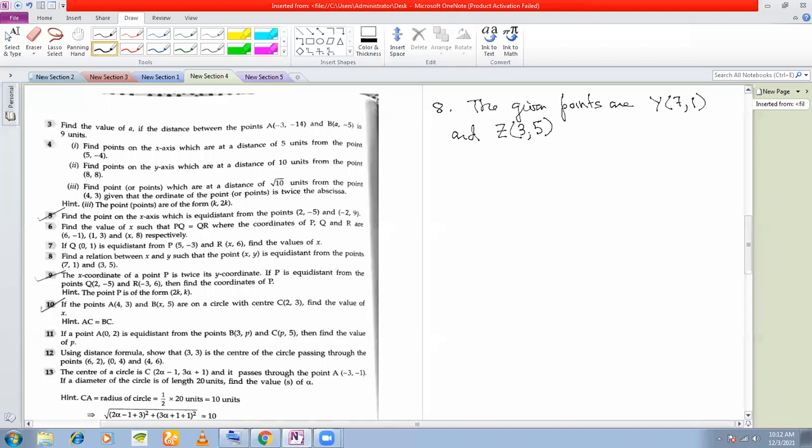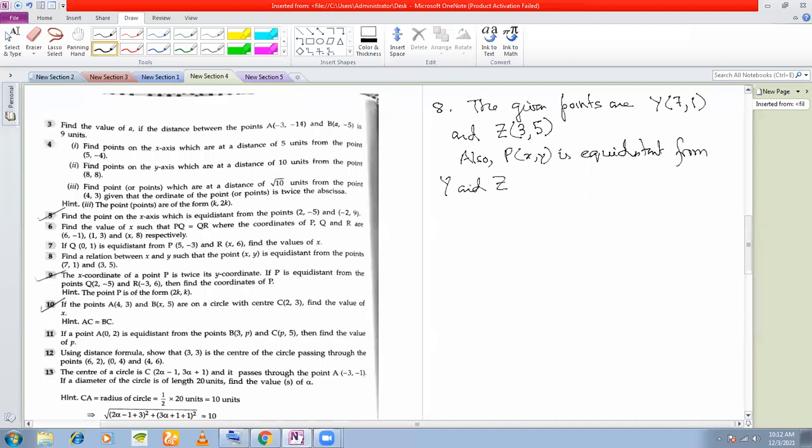Okay, now they are saying find the relation between X and Y such that the point (x, y) is equidistant from these 2 points, Y and Z. So also, let's say P (x, y) is equidistant from Y and Z, right?